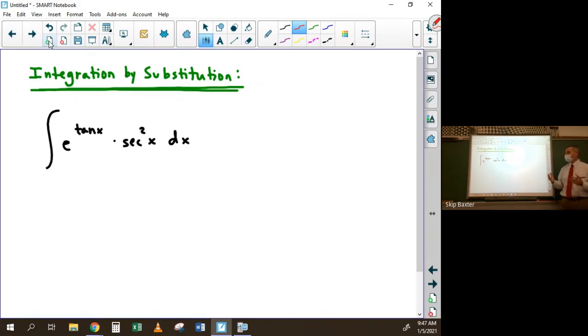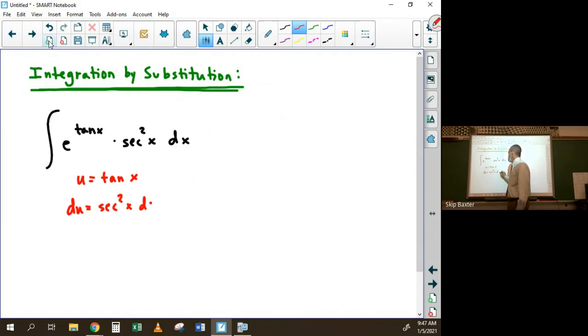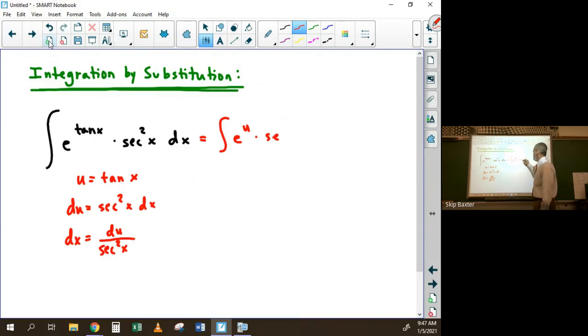And then another helpful hint is sometimes it's something that appears in parentheses or implied parentheses, and that's kind of the case here as well. So you'd say u is tangent x, du is secant squared x dx, dx is du over secant squared x. Then you make the substitution. This is going to be the integral of e to the u times secant squared x times dx, which is du over secant squared x.